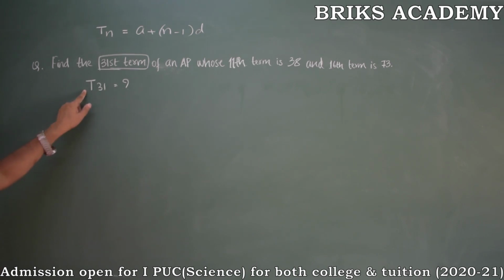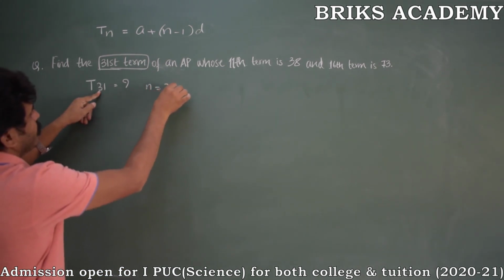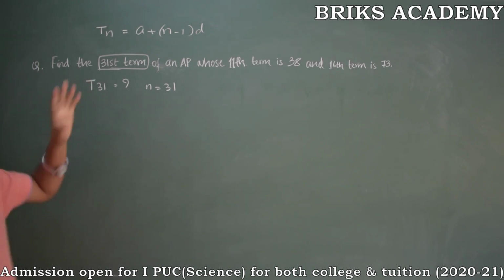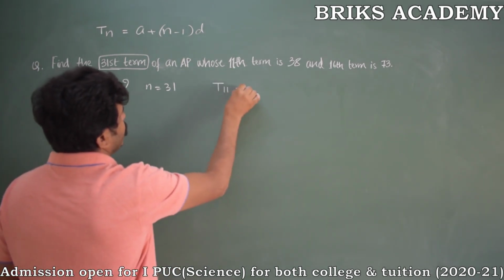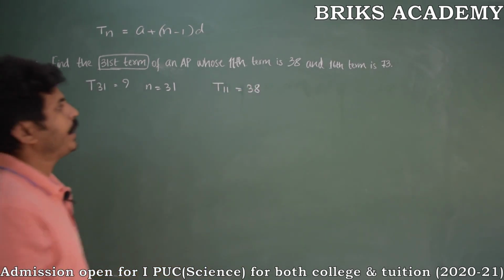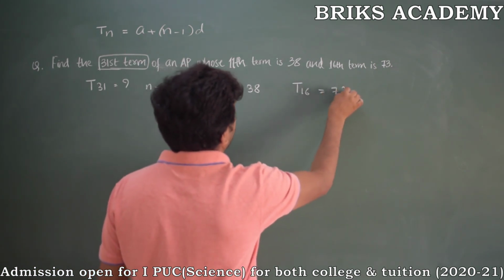31st term means, from this what can I analyze? 31st term. What is 31st now? That is nth term, N is 31. Of an AP whose 11th term is 38 and 16th term is 73.